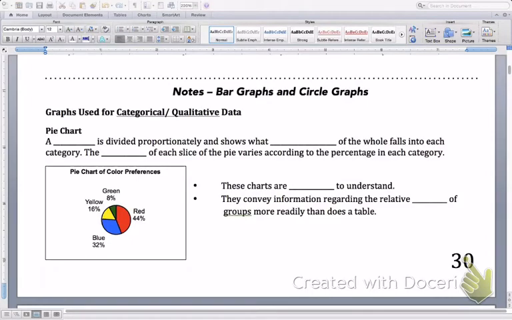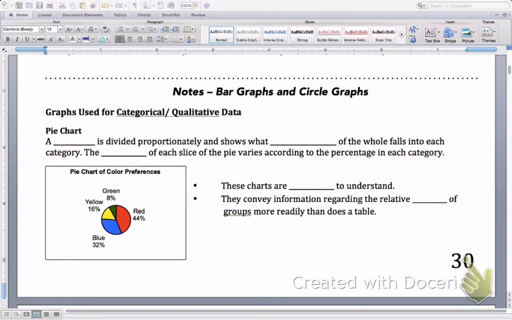Today we're going to get into being able to interpret graphs, and we're going to be looking at different types of charts and graphs and stem and leaf plots, bar graphs, circle graphs. But today we're going to get into bar graphs and circle graphs, which are graphs you've actually learned in the past. We're just going to do a quick recap today.